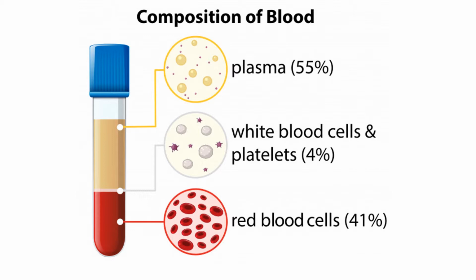All right, so the composition of blood. Blood is pretty much made up of plasma, about 55% of it, white blood cells, which play a role in the immune system defense, and platelets, which play a role in what? Blood clotting, and red blood cells, which play a role in carrying oxygen and carbon dioxide throughout the body.